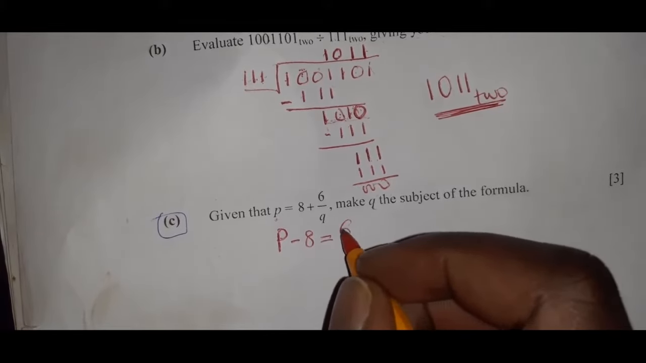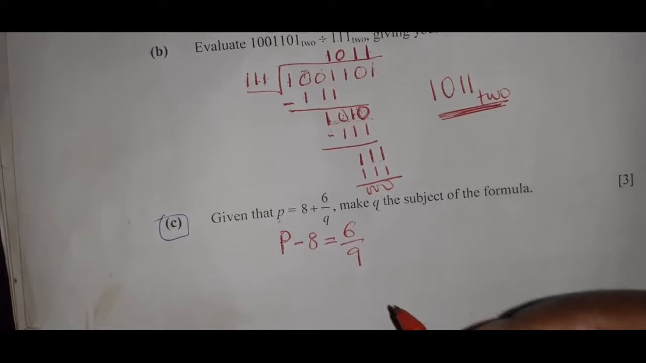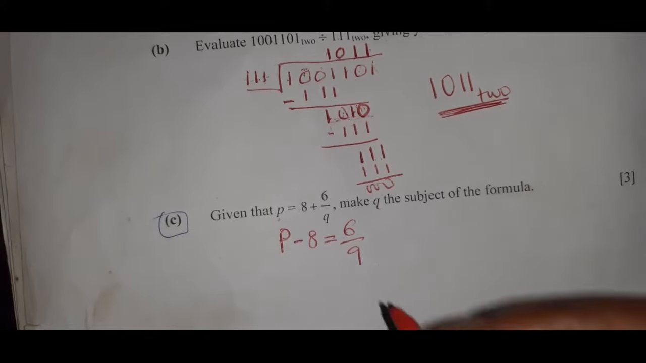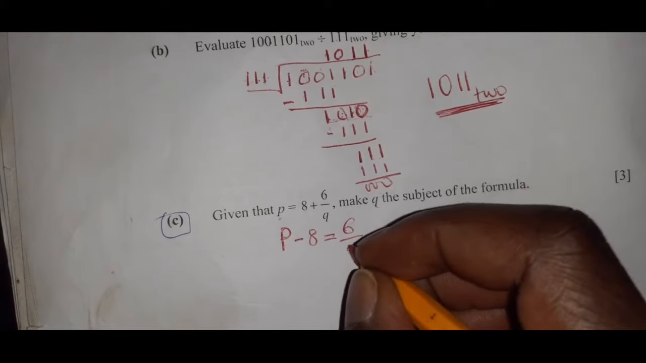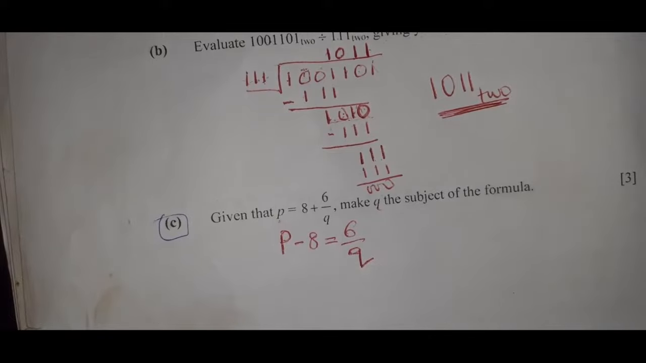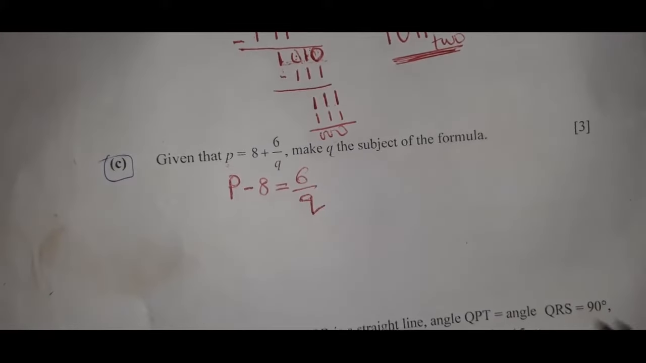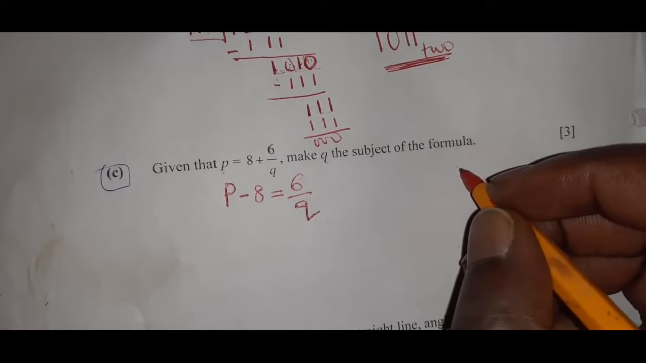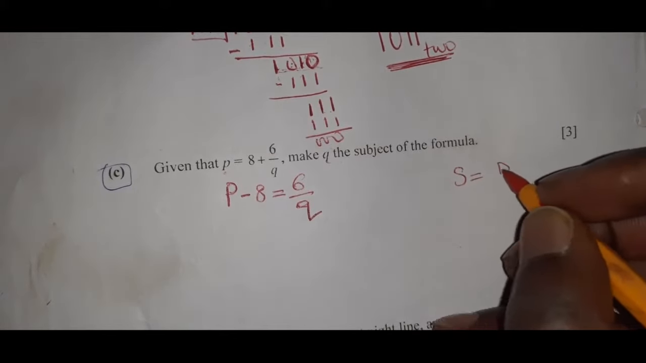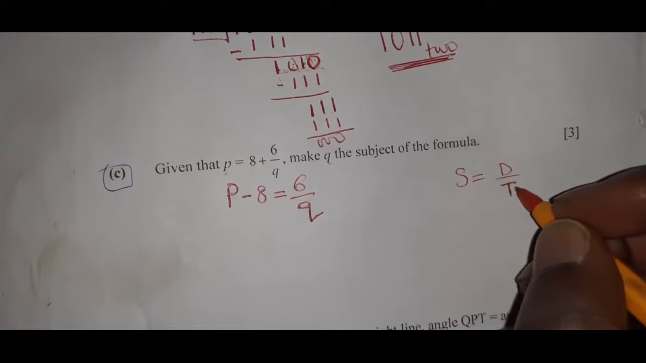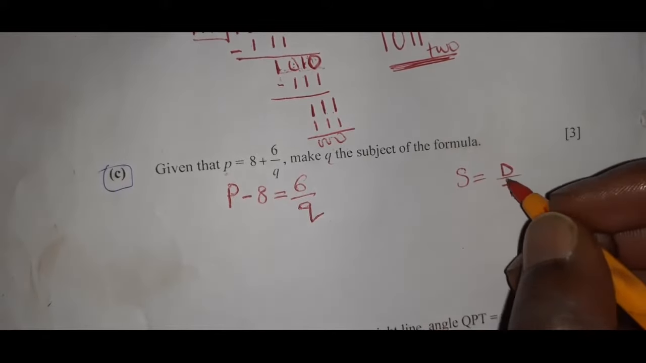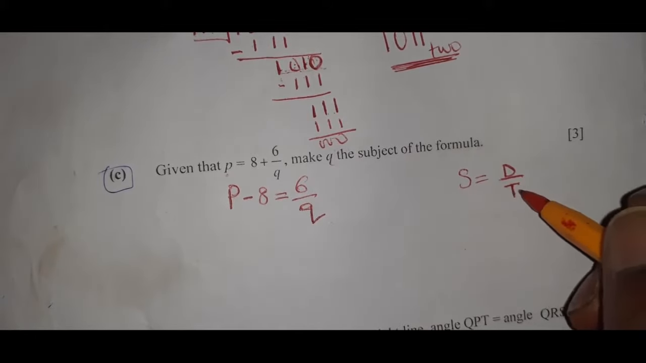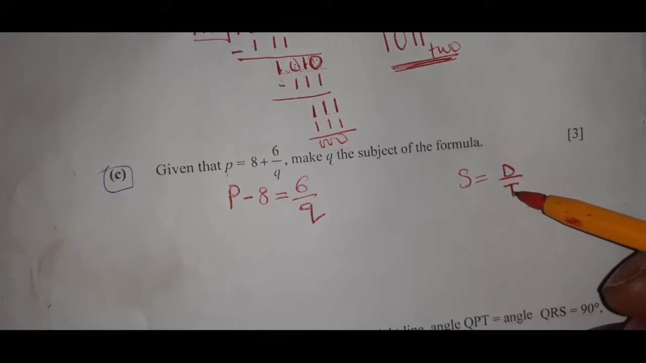This is equal to 6 over Q. Take note, this is the Q. Now, for instance, let me just give you an example. We always say speed is equal to distance over time. Whether that is in grade 7, this is what we say. Speed is equal to distance over time.